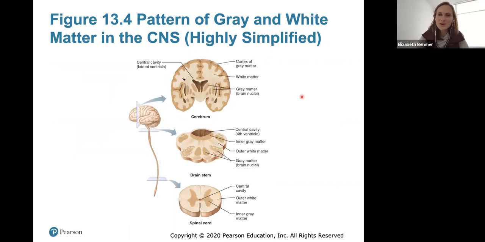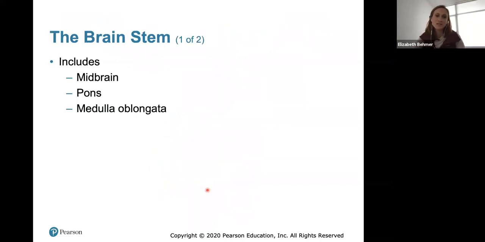The cortex of gray matter, you can see on the exterior surface, then the white matter, and then the internal gray matter. And this pattern of gray and white matter is continuous all the way from the cerebrum and then down through the spinal cord, where you can see the inner gray matter in the shape of a butterfly, and then the outer white matter surrounding it.